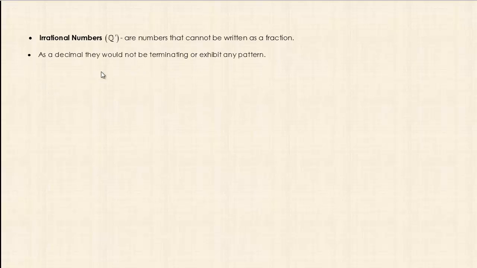Irrational numbers. Irrational numbers, which don't have a symbol of their own, they're just not Q, are numbers that cannot be written as a fraction. As a decimal, they would not be terminating or exhibit any pattern, and an example is pi.